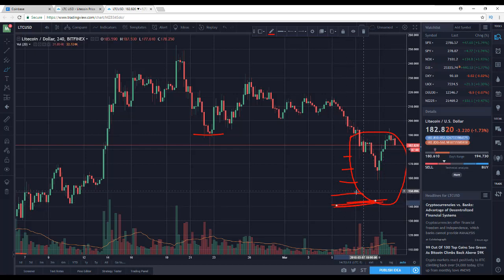Okay. So what I did for this last dip was I drew this base right here, and I actually didn't even start buying until it got down to 160. So I set up an alert, and I said, okay, alert me when it's right here. Okay.